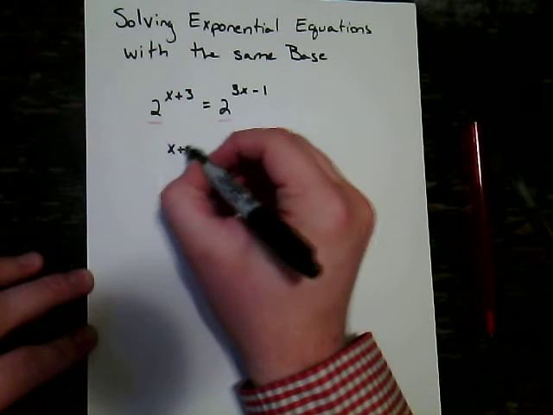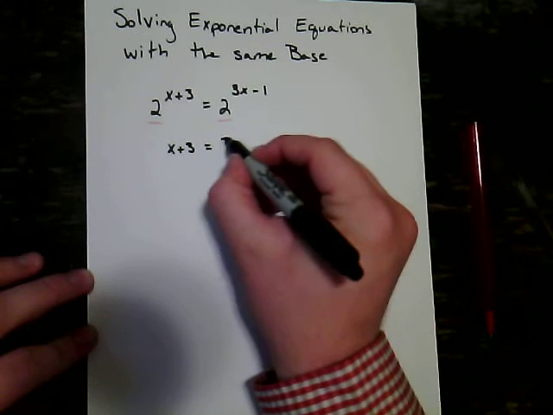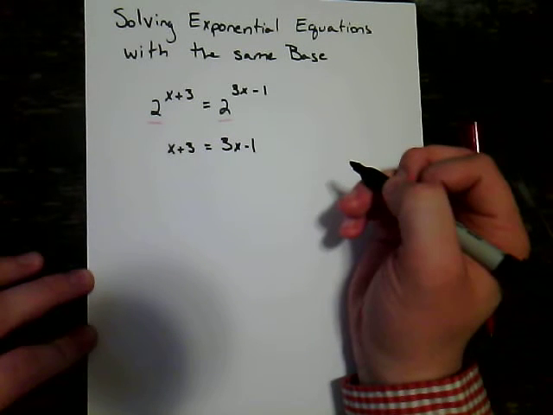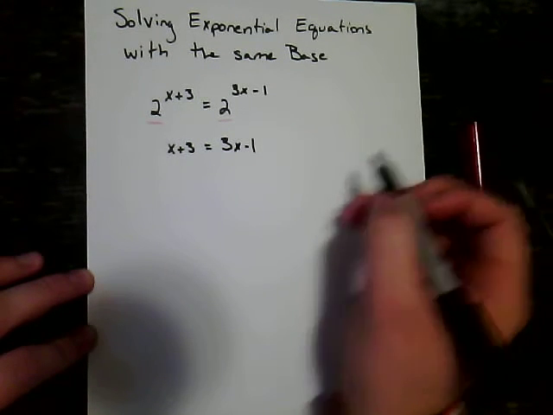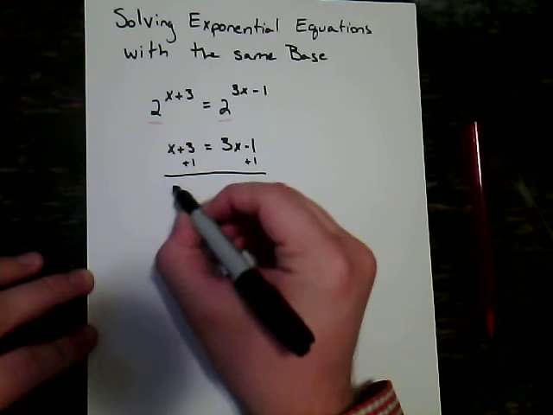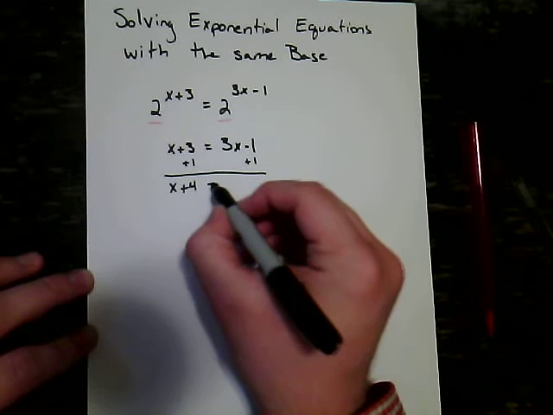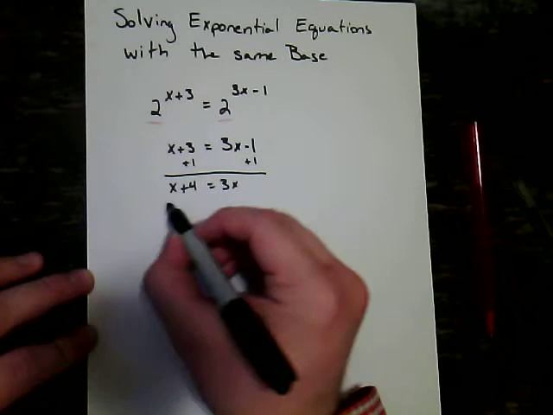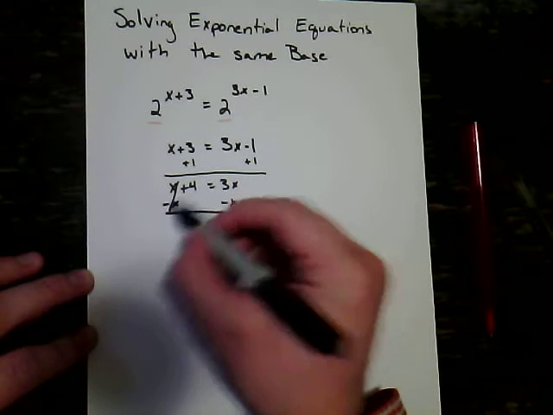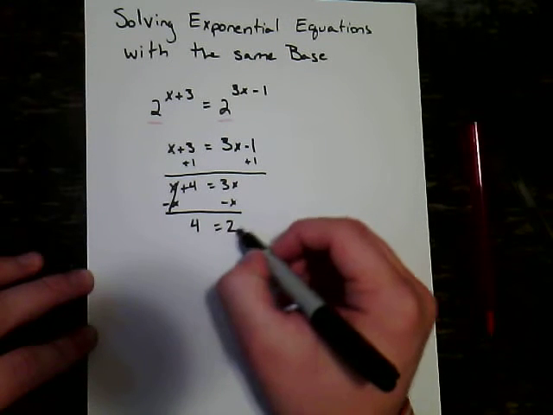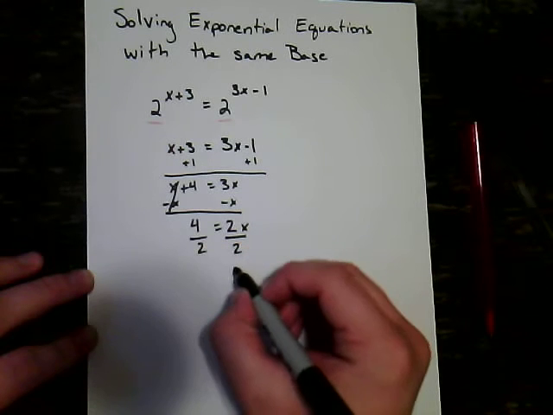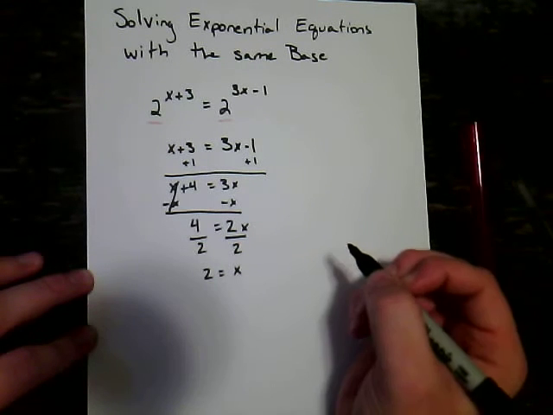We take x plus 3 equals 3x minus 1. And there's a little two-stepper that y'all have been doing for years. Okay, we'll walk through it though. Plus 1 on both sides. So you have x plus 4 equals 3x, minus x, minus x. 4 equals 2x. Divide by 2 on both sides, x equals 2.